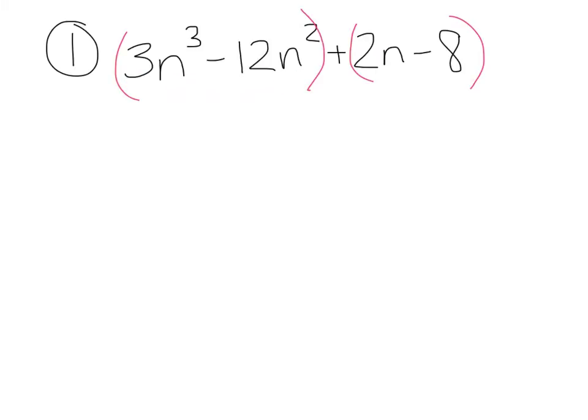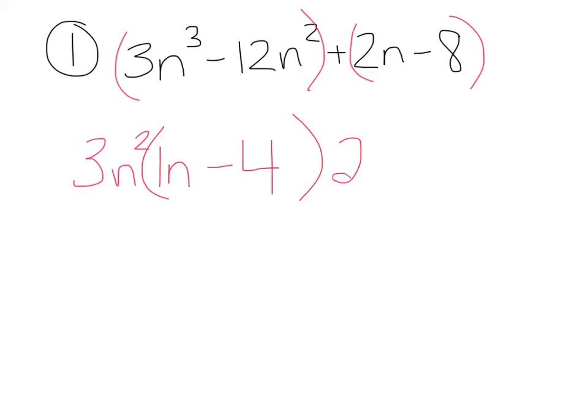So we're going to pull out a 3n squared because 3n squared is our greatest common factor between 3n cubed and negative 12n squared. When we do that, we're going to have our parentheses. 3n cubed divided by 3n squared just gives you 1n, minus 12n squared divided by 3n squared gives you 4. And then we're going to do the same thing with the 2n minus 8, so we're going to pull a 2 out of both of those and put it on the outside. 2n divided by 2 just gives you 1n, or just n, minus 8 divided by 2 just gives you 4.